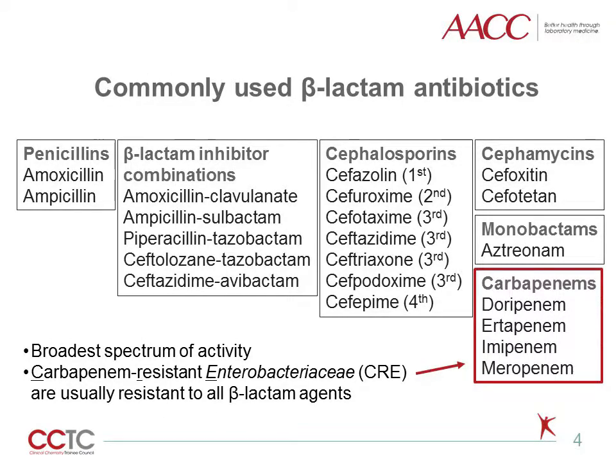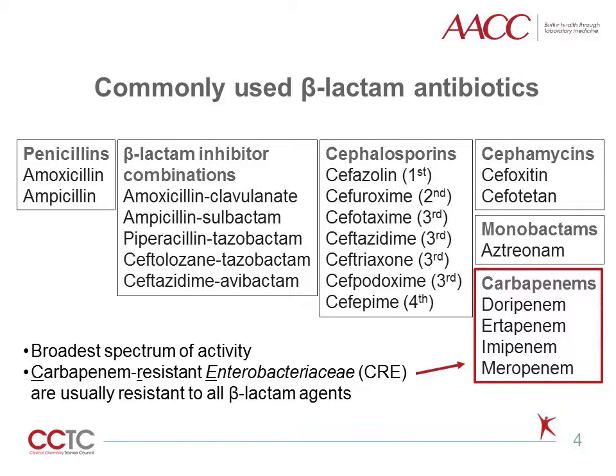Beta-lactam antibiotics are often used to treat infections caused by gram-negative rods. Beta-lactams share a common core structure, the beta-lactam ring, and are grouped based on structural similarities. Penicillins include amoxicillin and ampicillin and have the narrowest spectrum of activity. Beta-lactam inhibitor combinations have a beta-lactam and beta-lactamase inhibitor and include amoxicillin clavulanate, ampicillin sulbactam, piperacillin tazobactam, ceftolozane tazobactam, and ceftazidime avibactam. Cephalosporins are further divided into generations, with higher generations having greater activity against Enterobacteriaceae. The cephamycins, cefoxitin and cefotetan, are similar to cephalosporins.